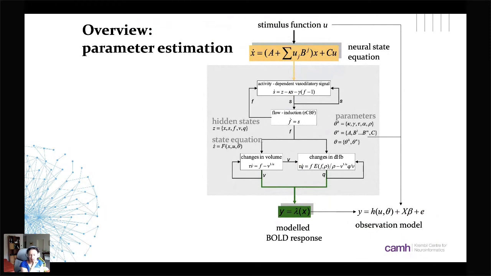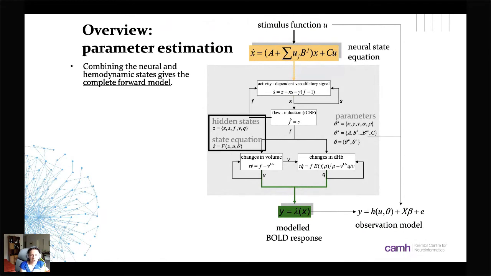Okay, so going back to the question that was raised before. We're putting it all together in one model. We have a known stimulus function u, that's our task. We have the neuronal state equation that models neural activity according to a series of differential equations. And we have a cascade of hemodynamic differential equations that are used to obtain the BOLD response. So this is the complete model.